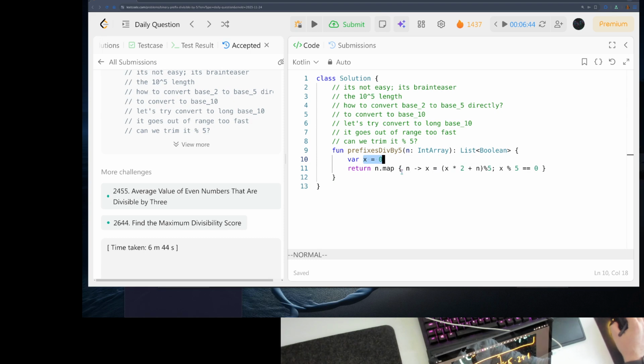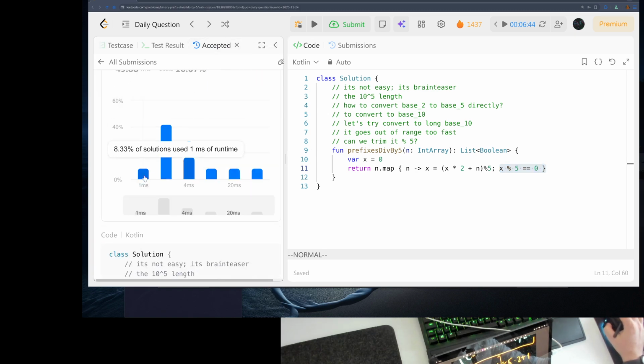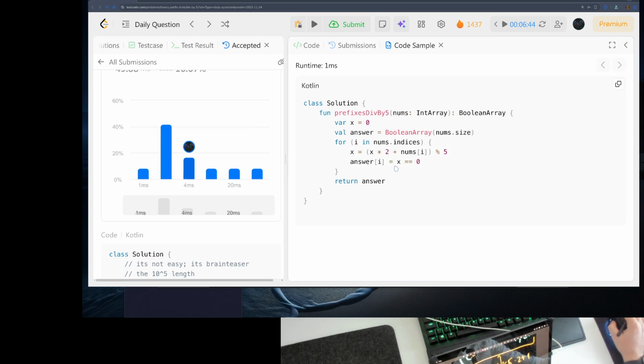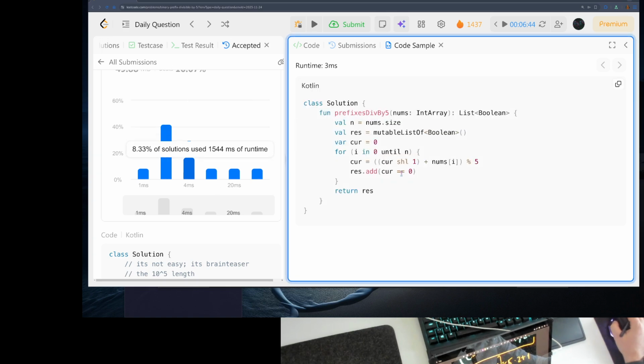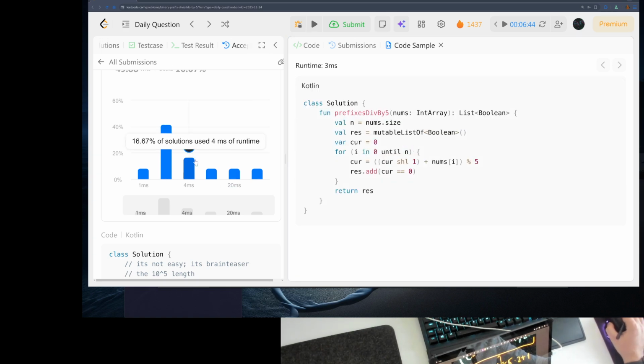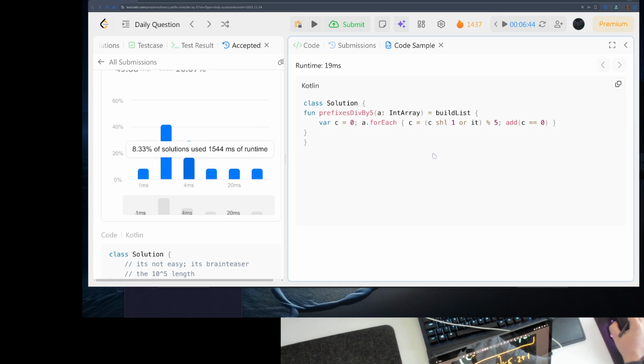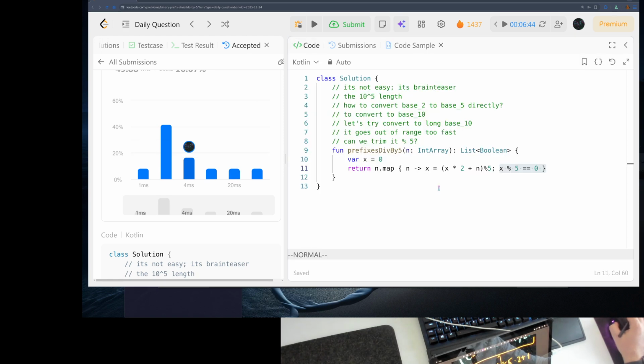Just keep one variable and multiply it by 2 plus the current, and then the result. Let's look at other people's solutions. Yes, this is the same kind of solution. It's all the same.